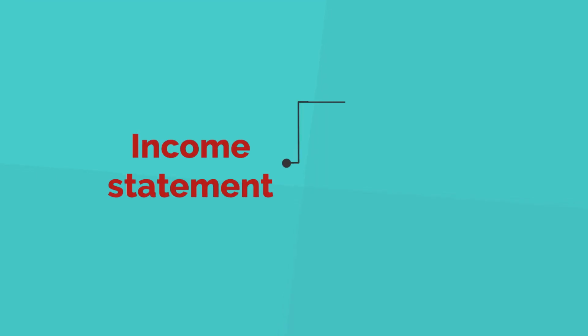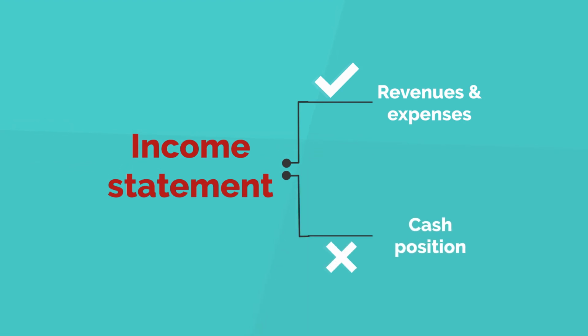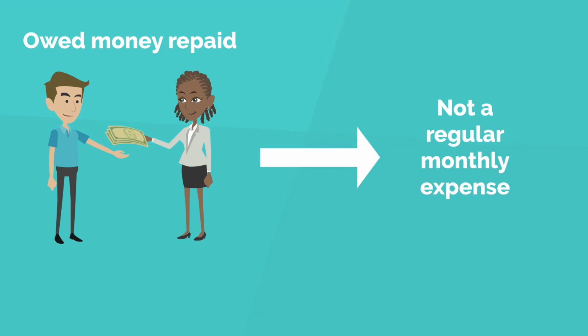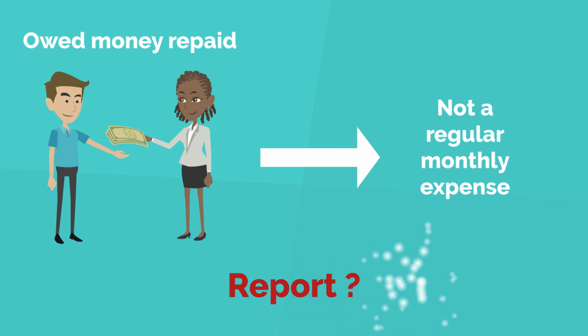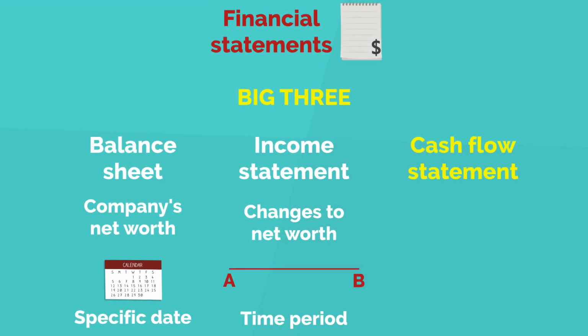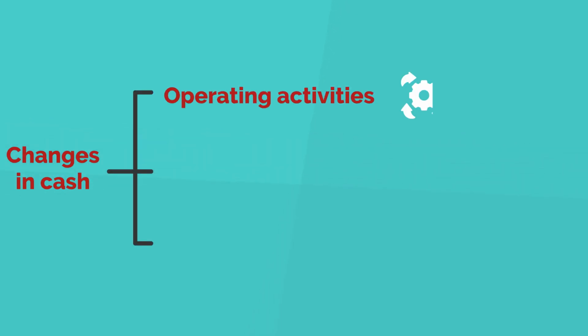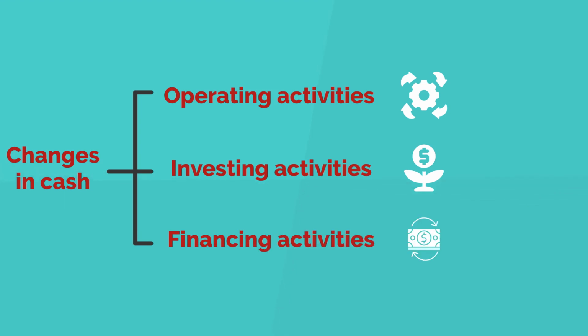Therefore, an entity's income statement reports on its revenues and expenses, but it does not report all the cash flows of the entity. Remember, Michelle still owes her friend money. When Michelle repays her obligation to her friend, this cash outflow is not a regular monthly operating expense. But since it's a cash outflow, it must be reported somewhere. This brings us to our last statement, the statement of cash flows. This statement merely highlights the sources and uses of cash for a period. Changes in cash are divided into 3 main categories: operating activities, investing activities, and financing activities.